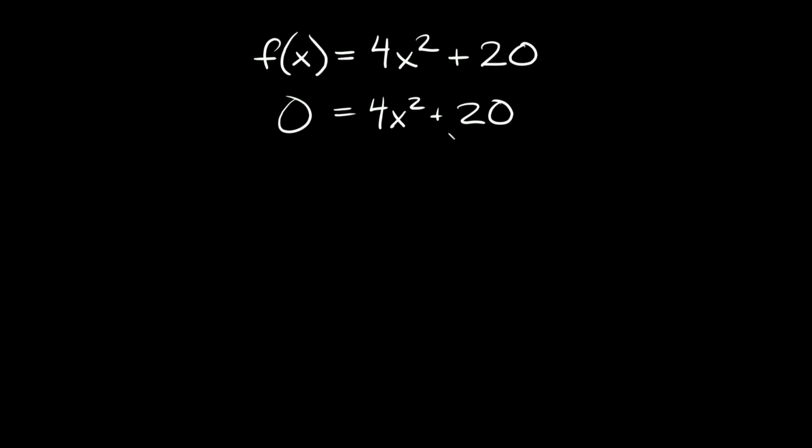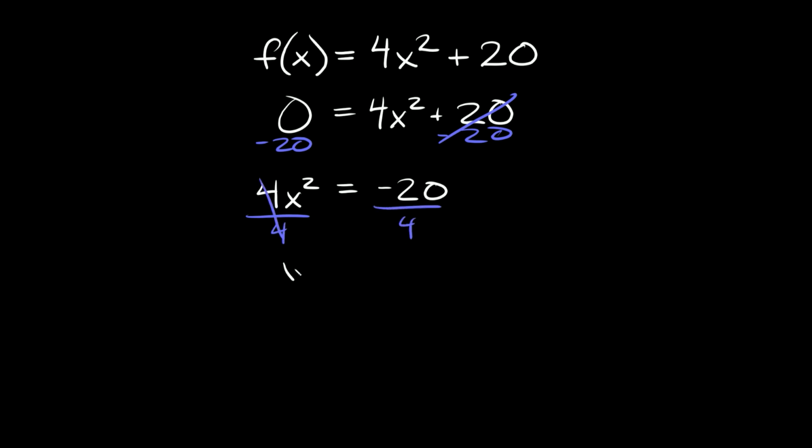The first thing I'm going to do here is get rid of this 20 by subtracting 20 from both sides. So then 0 minus 20 is equal to negative 20. And I'm going to write it on this side over here, negative 20, and we're going to say that that's equal to 4x squared. All I did was flip the equation, so the x is on this side. The next thing we can do is get rid of this 4, so we're going to divide both sides by 4. So then we get that x squared is equal to negative 5.